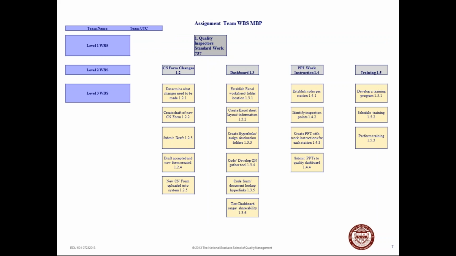Okay, so our work balance structure is more so in about 4 different sections. We have CN form changes, which is the regular paperwork that we do on a daily basis. The dashboard is a tool that is being created to help the ease of access to documentation, schematics, and work instructions, as well as some standard work. Part of that would be the PowerPoint work instructions of how things are supposed to be going, or what you're supposed to do in that job.